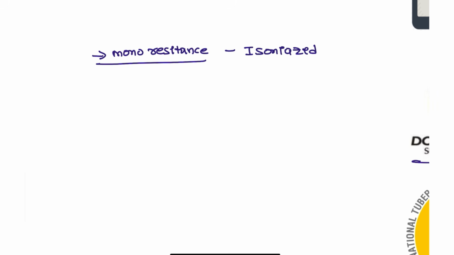Next, what are the resistances? So resistances, that question has been asked. Monoresistance. What is meant by monoresistance? Monoresistance means this is due to only isoniazid. Multi-drug resistance is due to isoniazid plus rifampicin.